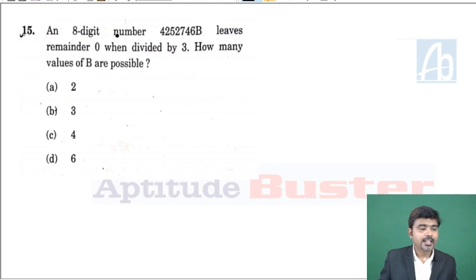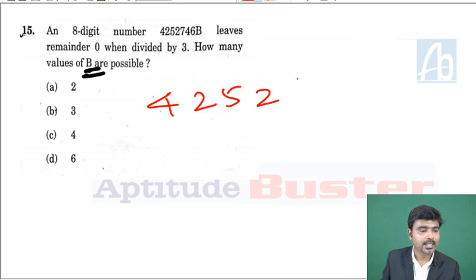Okay. An 8-digit number 42527446b leaves remainder 0 when divided by 3. How many values of b are possible? That's very simple. What's the divisibility rule for 3? Sum of the digits should be divisible by 3, right? 42527446b. That's the easiest way.